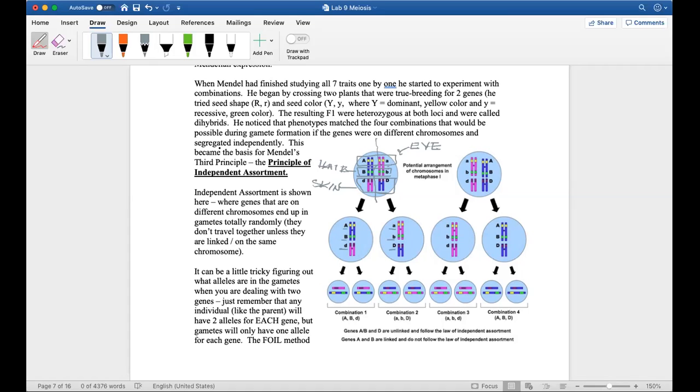Now, here's what the principle of independent assortment says. We've got these different chromosomes. They may not always line up the same way. What do I mean by that? Let me erase this so you can see. Here you have, I'm going to call this purple, a purple chromosome on the left with a pink on the right, and a pink on the left with a purple on the right. But during meiosis, how these chromosomes line up in your cell is random. So in this scenario, you've got pink over here on the left and purple on the right.